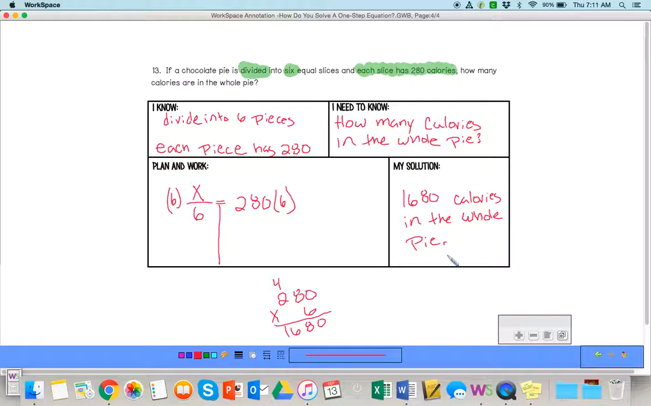All right, you will go and grab the quick check that says, how do you solve a one-step equation?